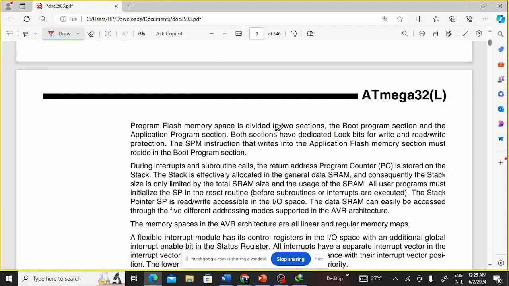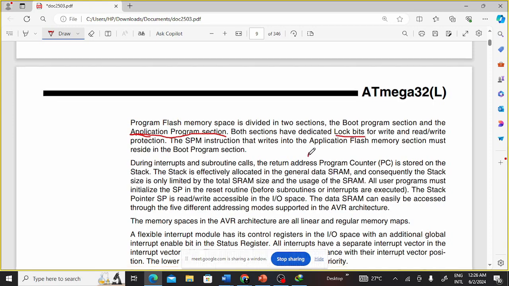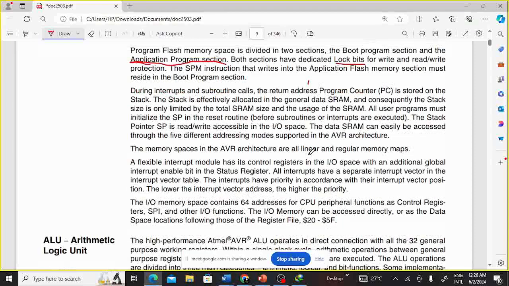And the program memory is divided, so we are going into memory sections now. The program memory is divided into 2 sections: the boot program section and the application program section. So everything we are going to be writing as our code, which is called the application program, is going to stay at this junction. And both sections have been dedicated lock bits to protect them. I'll explain something about lock bits at the beginning of this class. It's coming again tomorrow when we look into this.